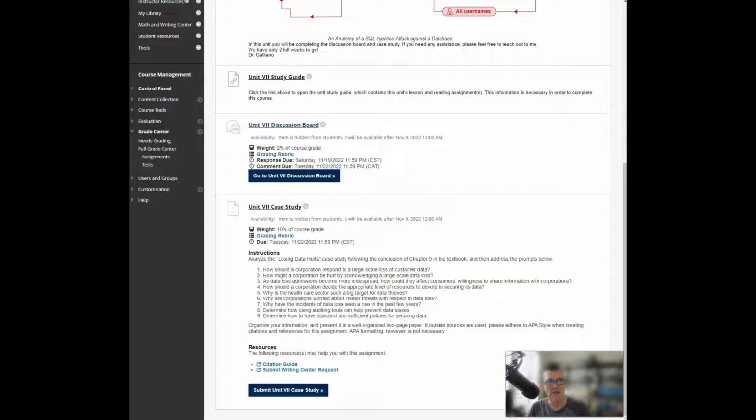Why is healthcare data such a big target for data thieves? Why are corporations worried about insider threats? Why have incidents of data loss been on the rise? How can you determine what auditing tools might help you prevent data losses? And then finally, determine how to have standard and sufficient policies for securing data.